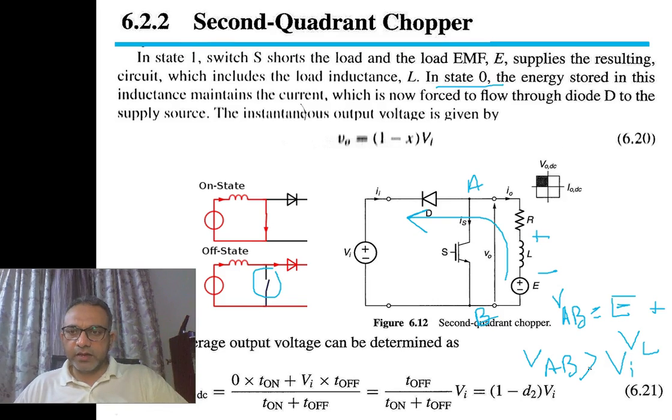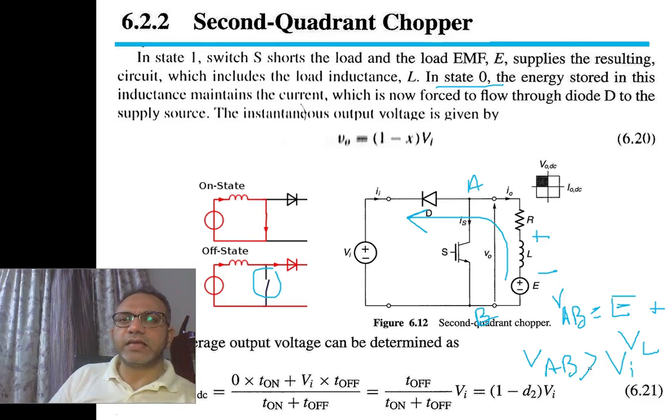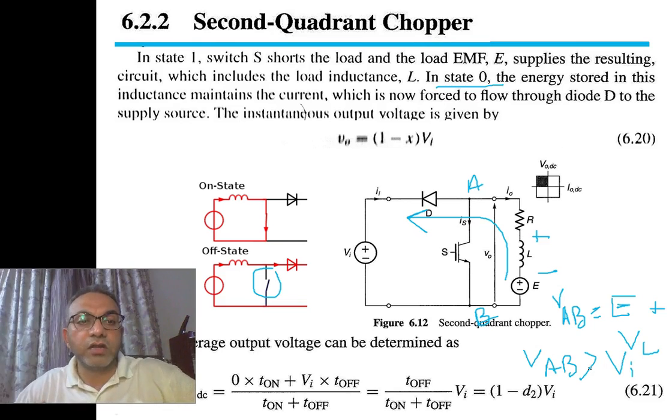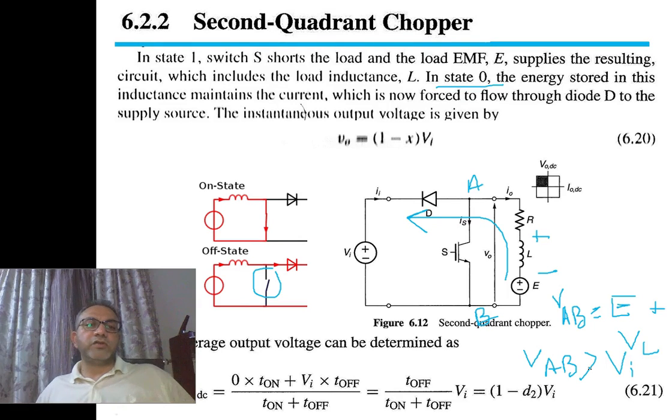And next we have equation number 6.20, which indicates output voltage is 1 minus x into Vi. This is your normal DC-DC boost converter output voltage equation, and equation 6.21 is your average output voltage formula.